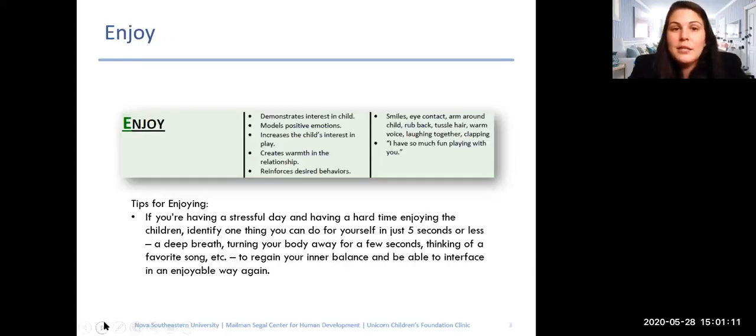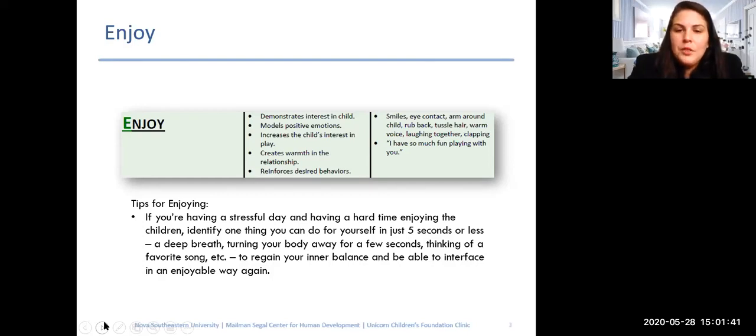Okay, and then the last skill is enjoy. And when we think of enjoy, this is just going to demonstrate that we're interested in what the child is doing, right? And a lot of times, this skill could be a little bit hard in session to teach the parent. I think a lot of times, and this is for everyone, we're busy. We might have a stressful day at work. We might come home and we're not in the mood to play with our child.